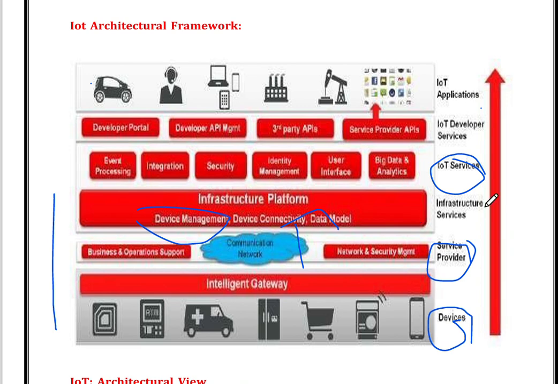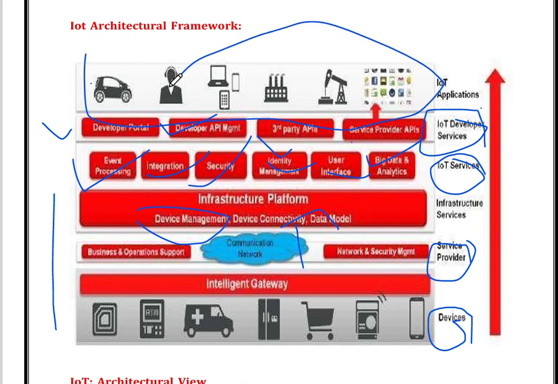So when IoT services come, IoT gives event processing, integration, security, identity management, user interface, big data analysis. All of these are IoT services. Then when the developer comes in, there is the developer portal, developer APIs, third party APIs, service provider, and then the actual use case of an IoT. IoT plays a crucial role, but IoT comes into the picture after all of this is completed. Okay, that's great.